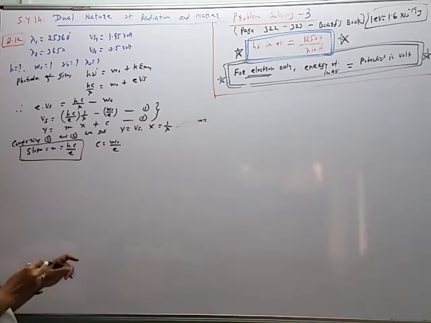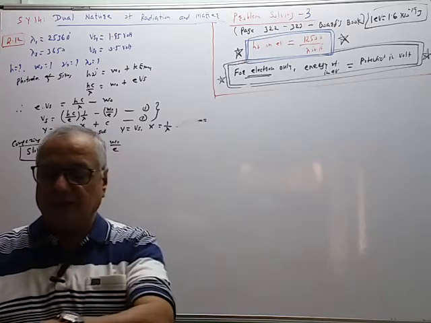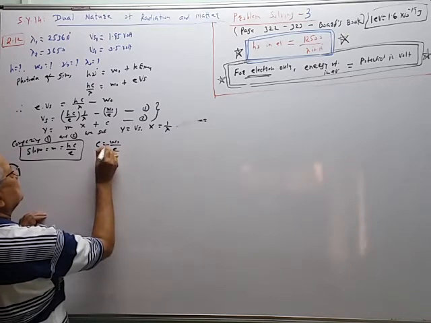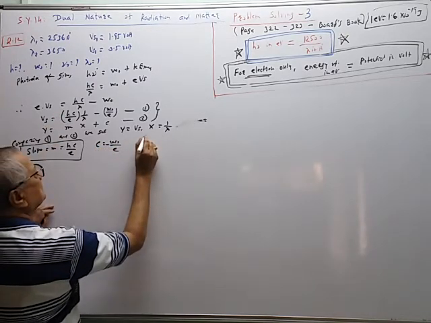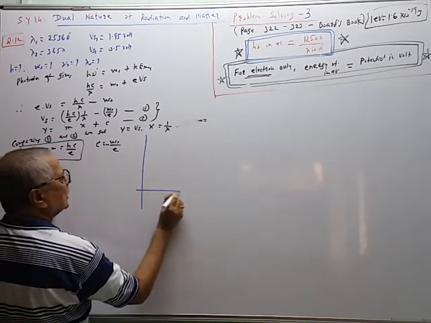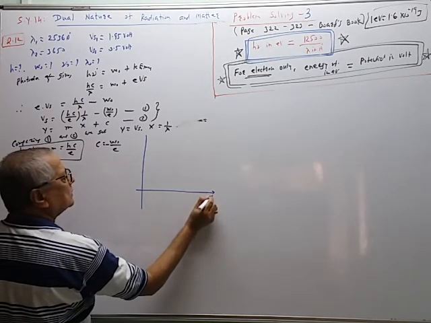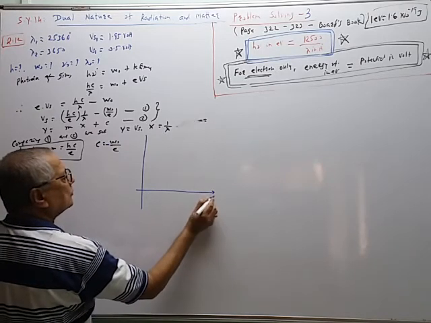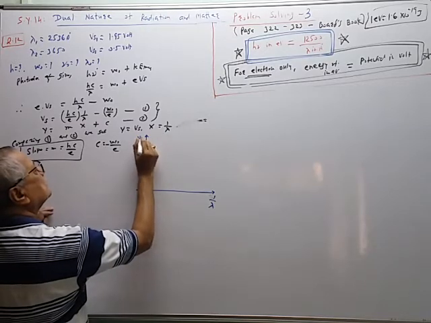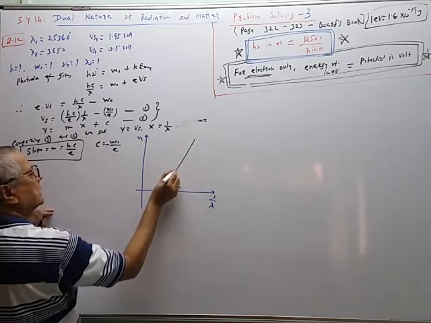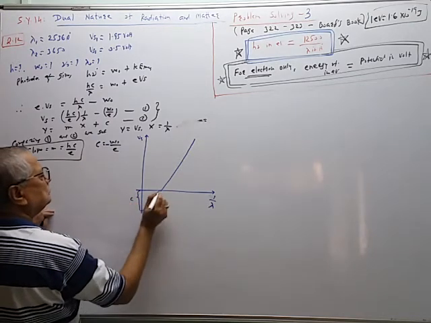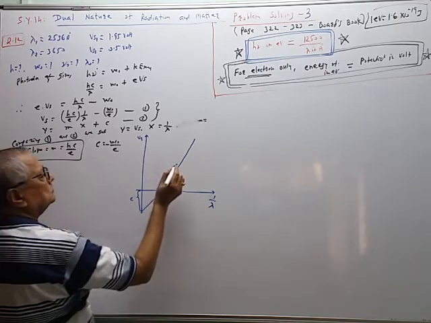So the nature of the graph is like this. This is minus, c is minus. So the graph is like this. X coordinate is 1 upon lambda and y coordinate is Vs. So the intercept is negative. This is c.